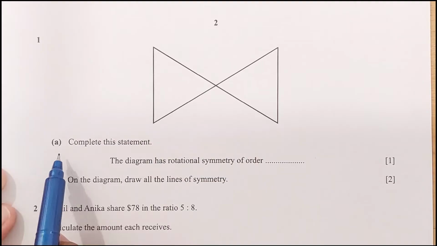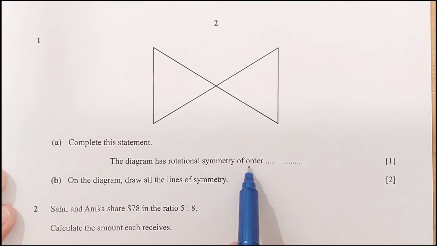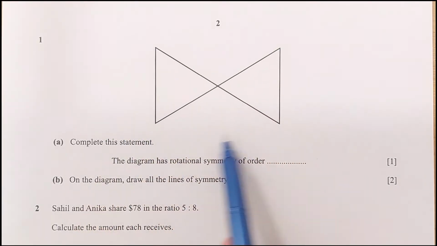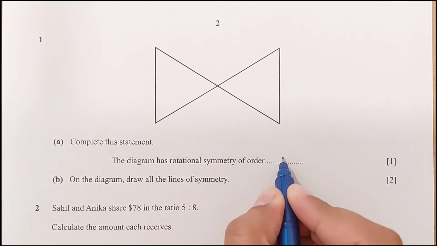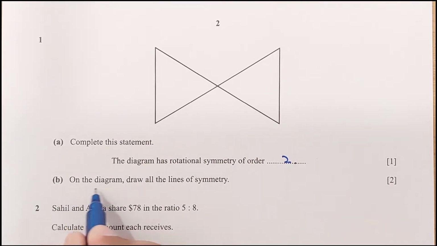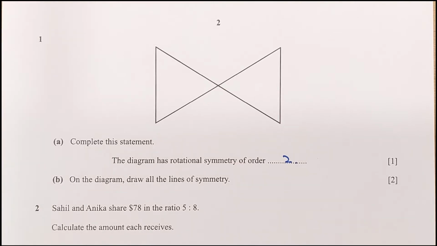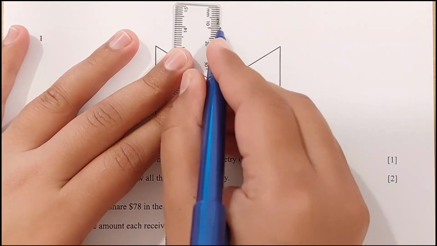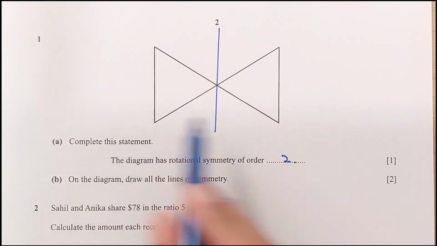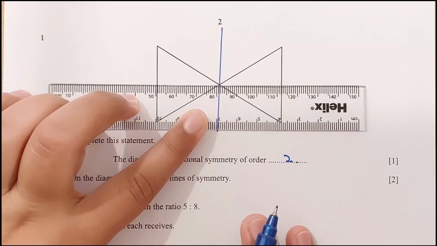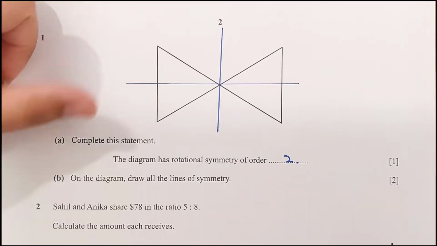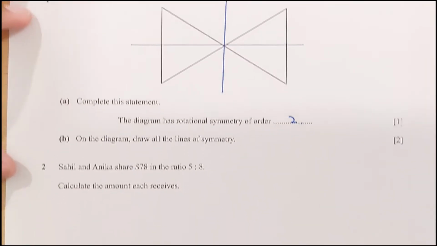Question number 1, part A, complete this statement. The diagram has a rotational symmetry of order... Okay, so if I rotate this shape by 180 twice, it stays the same. So it has a rotational symmetry of order 2. Part B, on the diagram, draw all lines of symmetry. Okay, so if I draw the vertical line, both sides are symmetrical, right? Or if I draw the horizontal line, both sides are also symmetrical, right? So it has two lines of symmetry.